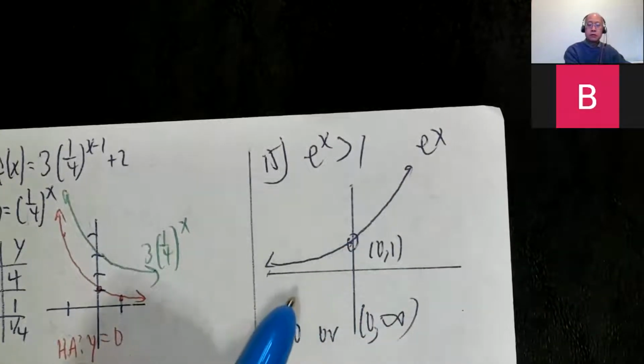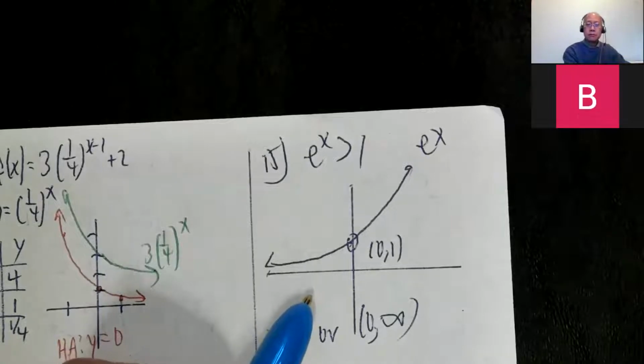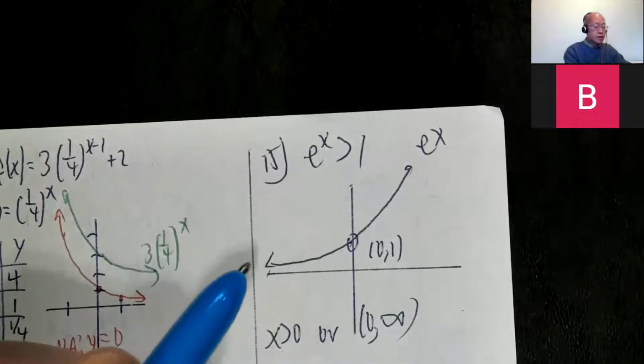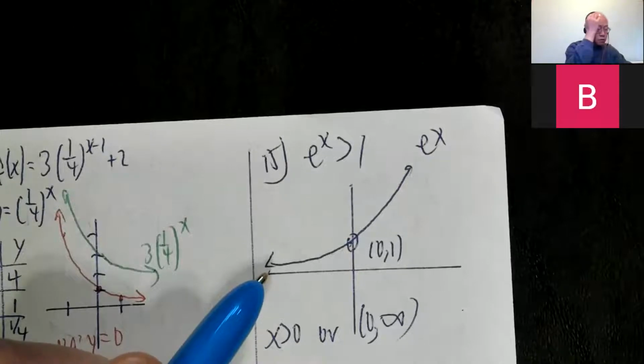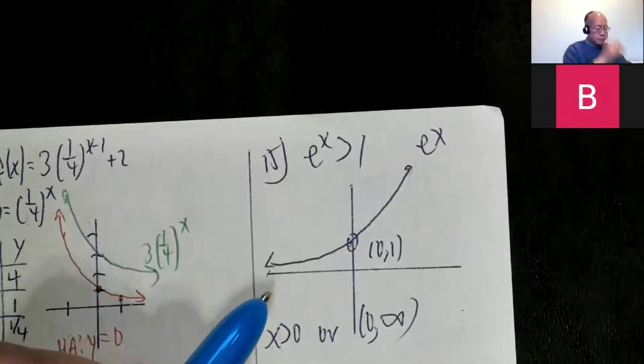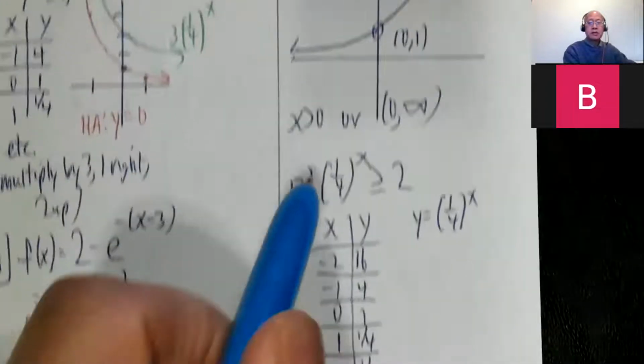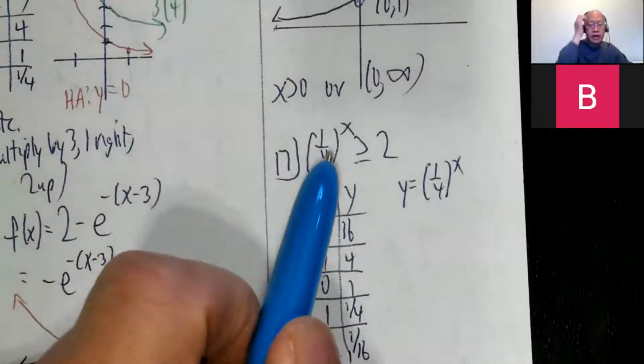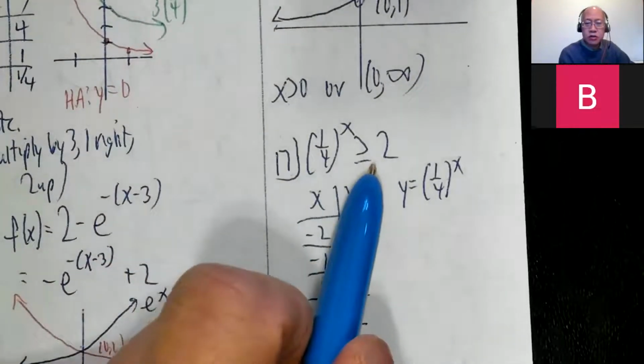So there we go, 0, comma infinity. So it's just by looking at the graph. Okay. 17, similarly, 1/4 to the x power greater than or equal to 2.